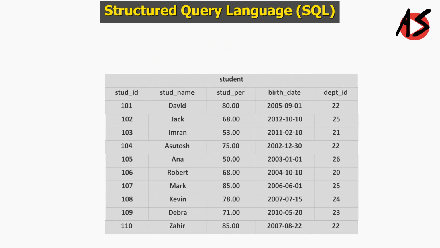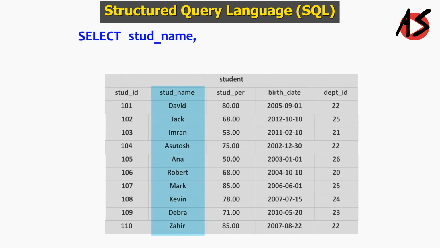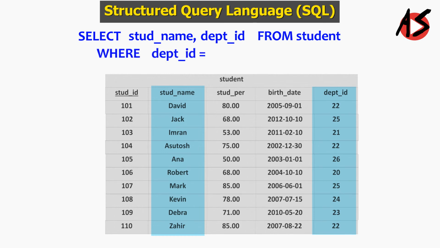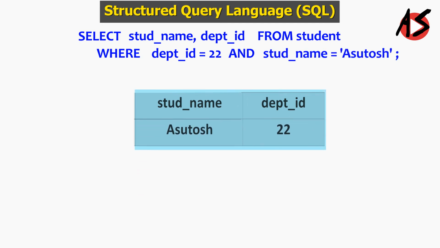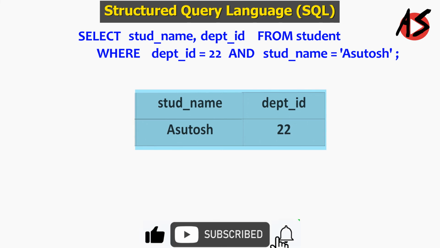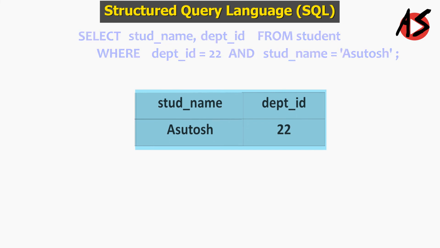Moving ahead, we write select student name, department ID from student where department ID is equal to 22. Now suppose we want another condition. So we use the AND operator and then write student name is equal to Asutosh. So here those student names and department IDs will be selected whose ID is 22 and name must be Asutosh. The AND operator displays a record if all conditions separated by AND are true.